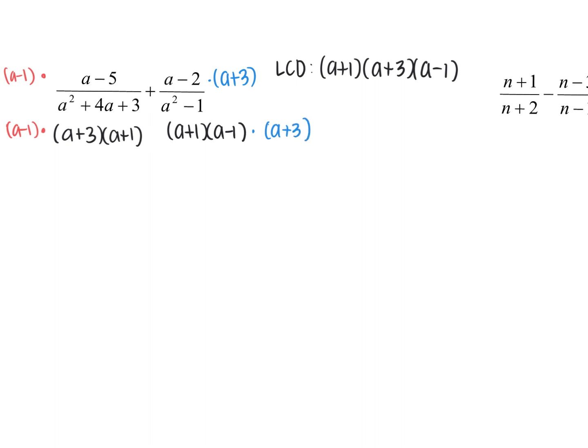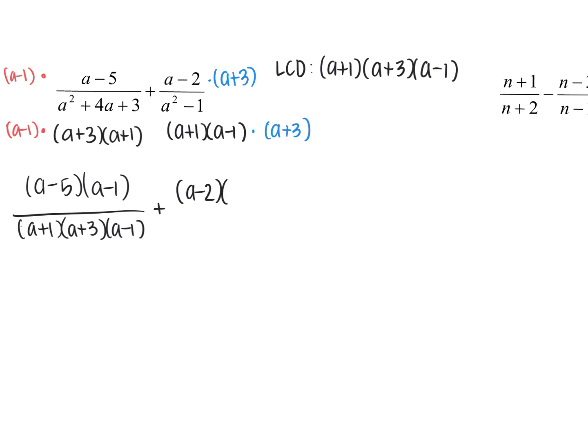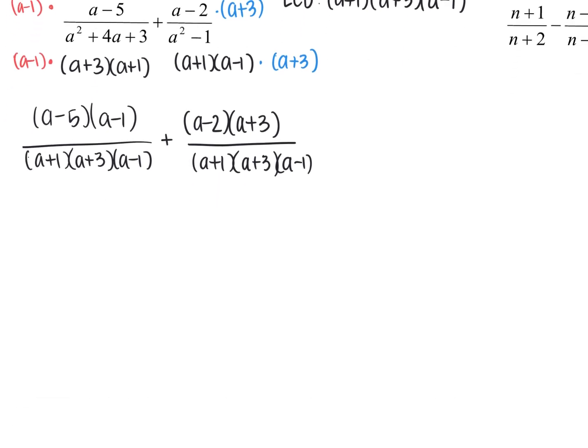So this is a little bit more difficult than the last couple examples, because instead of having a single term to just distribute into the parentheses, I now have binomials. So I have to do a minus 5 times a minus 1 all over a plus 1, a plus 3, a minus 1, plus, and then I have to do a minus 2 times a plus 3 all over a plus 1, a plus 3, a minus 1. So I have to use the distributive property in my numerators.